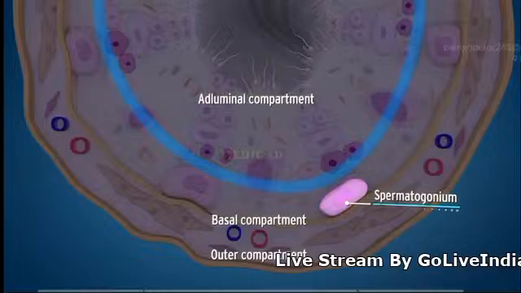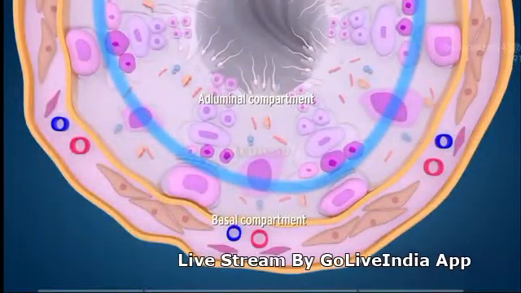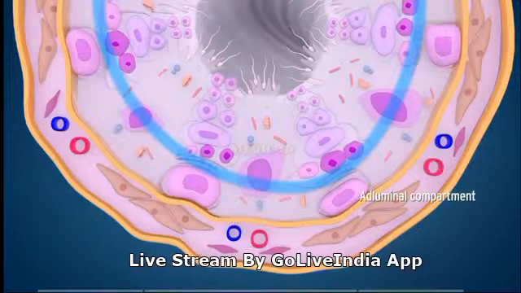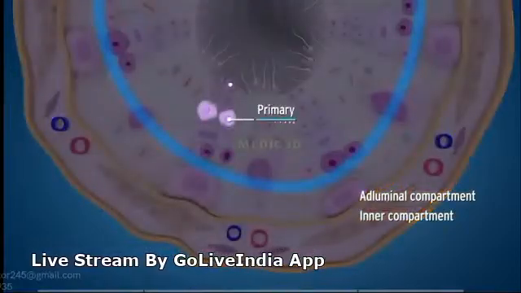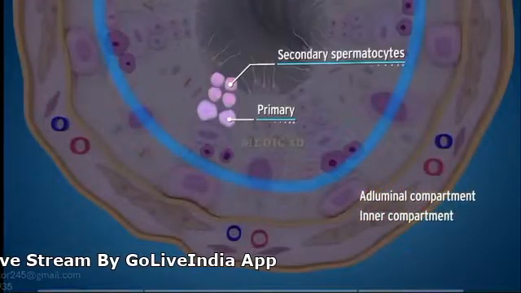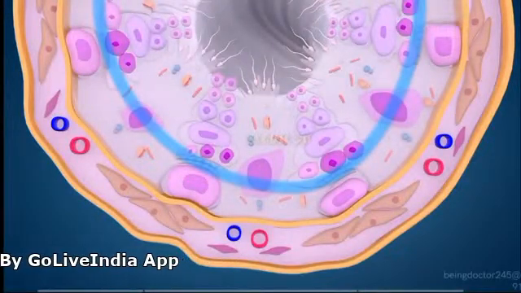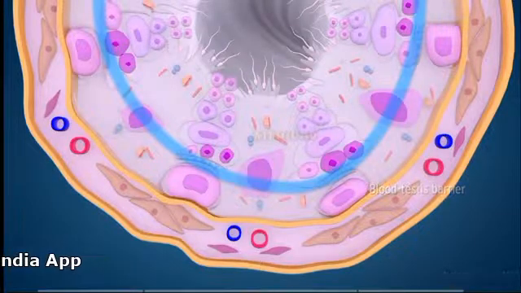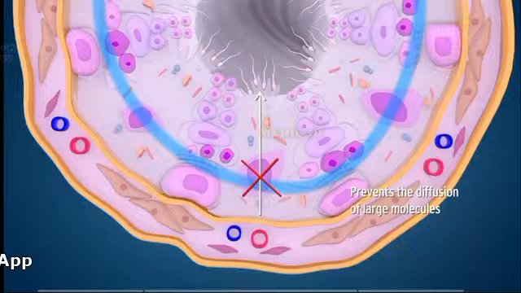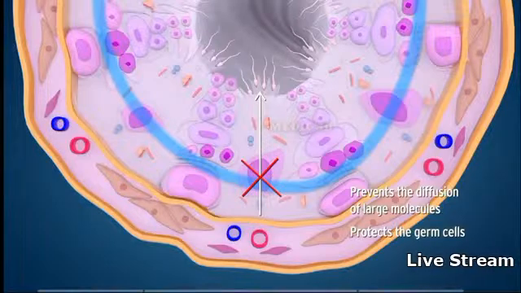The spermatogonium is in close contact with the blood vessels, and there is an exchange of substances. The adluminal compartment is the inner compartment of the Sertoli cells, which contains primary and secondary spermatocytes and spermatids. Thus, the tight junction separates both the compartments of the seminiferous tubule, leading to the formation of the blood-testis barrier. The blood-testis barrier prevents the diffusion of large molecules into the interior of the tubule and protects the germ cells from the harmful substances present in the blood.